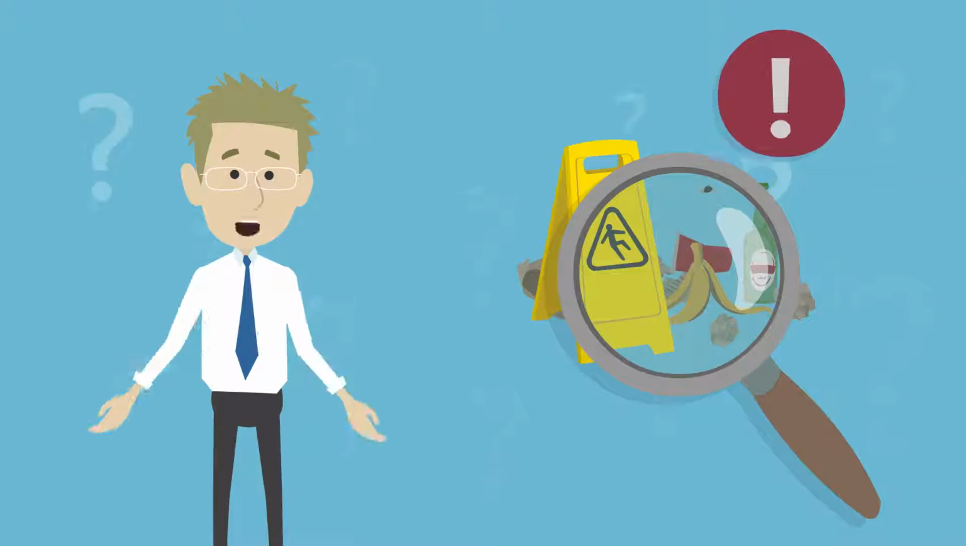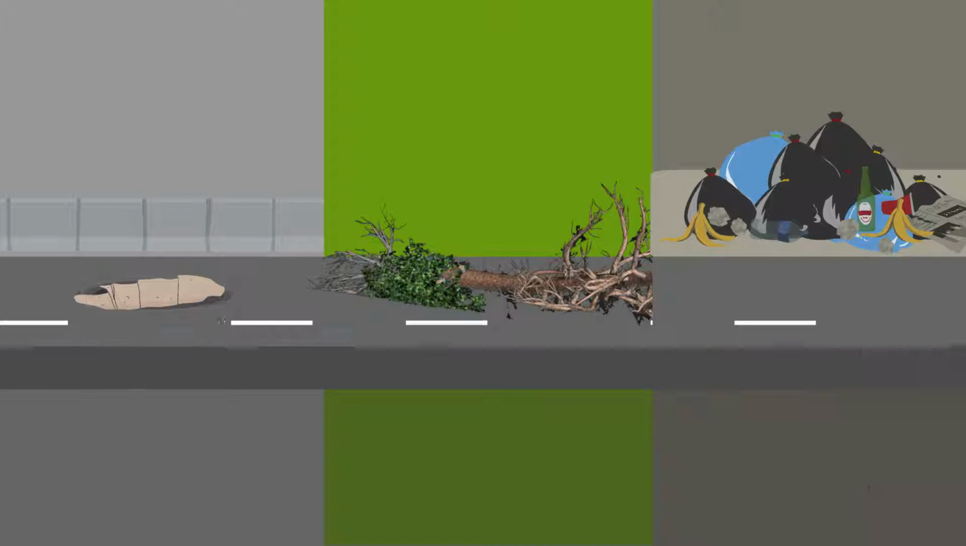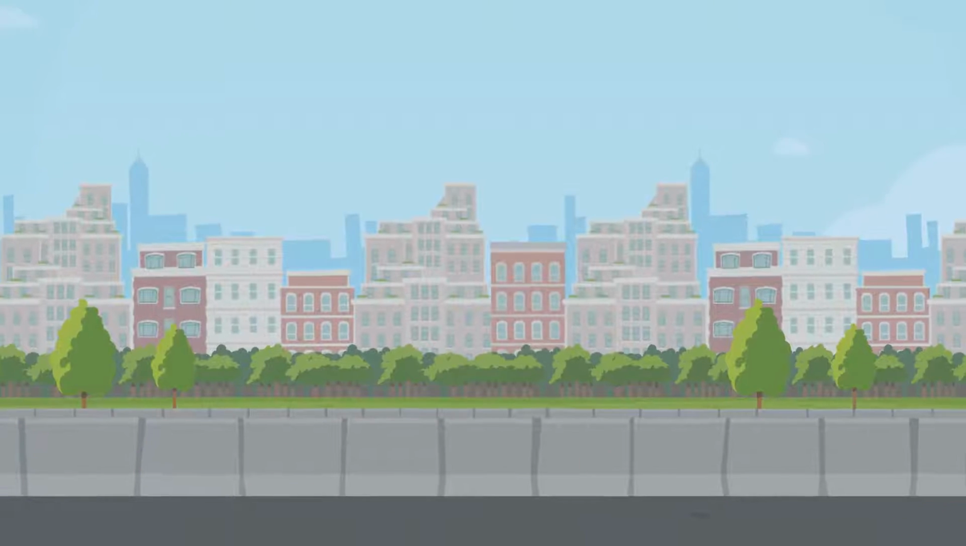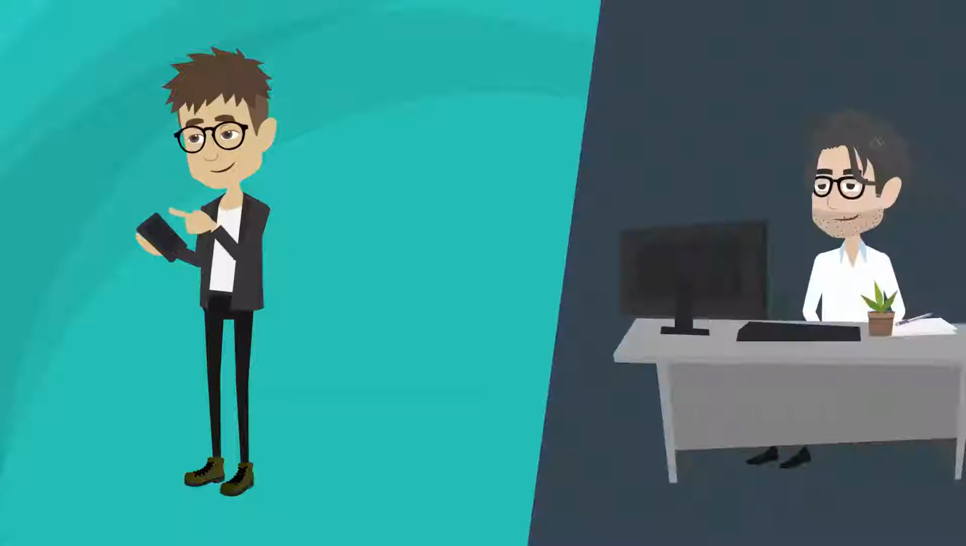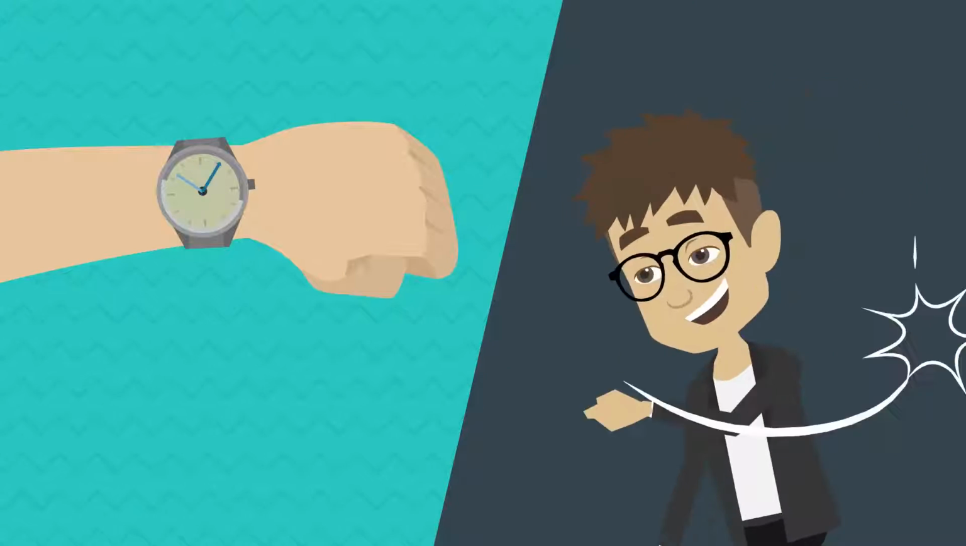Every day, we see issues in our community, from potholes to fallen trees, or even litter in our own communities. Often, we wish we could help, but oftentimes we are in a hurry. Wouldn't it be easier if we could directly report the issue and get a solution in a matter of minutes?